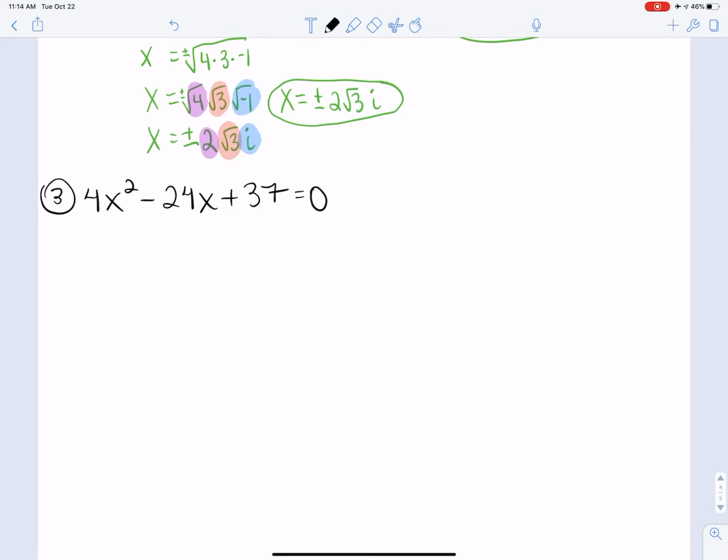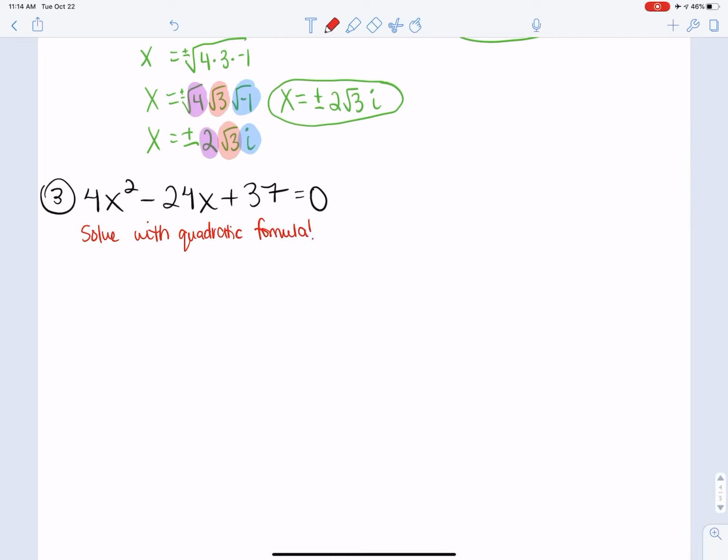Let's solve it. Now this one, you probably could use trinomial factoring, but then you think 4 times 37, like what is that? If you have no idea and you don't have a calculator, you need to do the quadratic formula. Solve with quadratic formula.